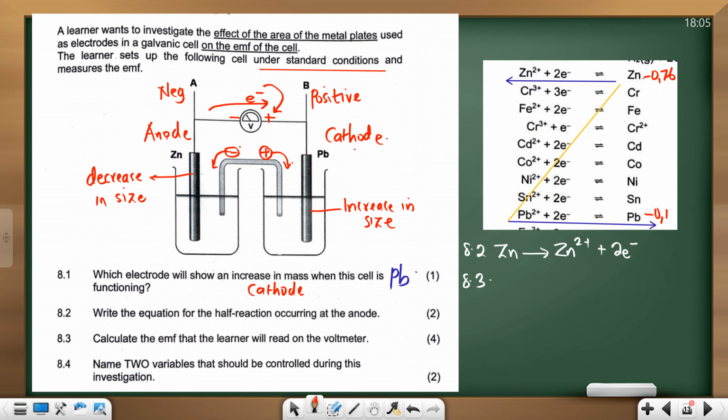All right, everybody, please get me that. 4 marks. Quickly, get me the 4 marks. You know the formula. EMF equals to what? E cathode minus E anode. Free 4 marks there.